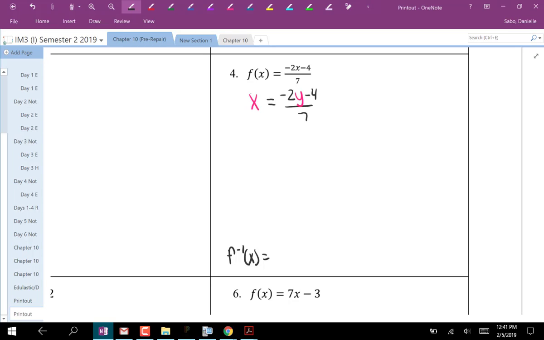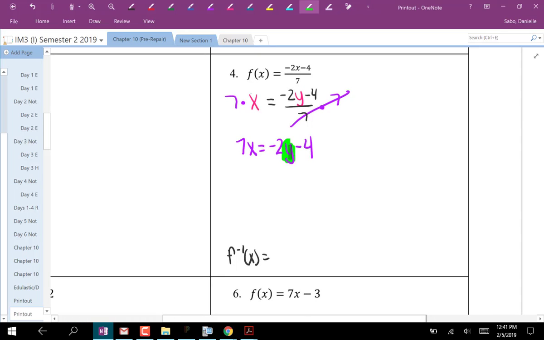So remember, what is the very first step to solve for y in this situation? Yeah, multiply by 7 to get rid of the 7. The goal is to get y alone. So this is gone, and I am left with 7x is equal to negative 2y minus 4. Remember, the goal is not to solve for x. The goal is to solve for y here in green.